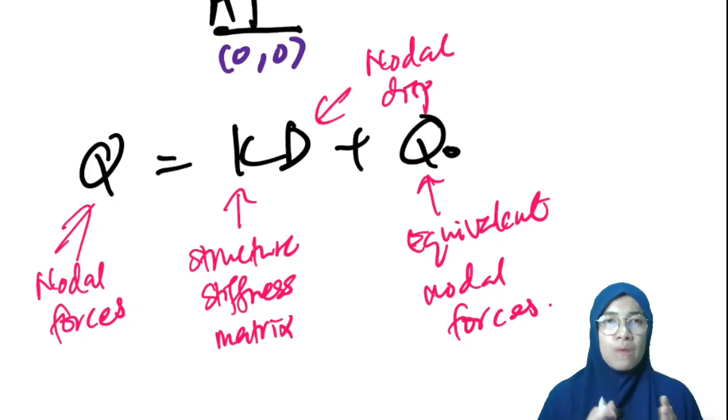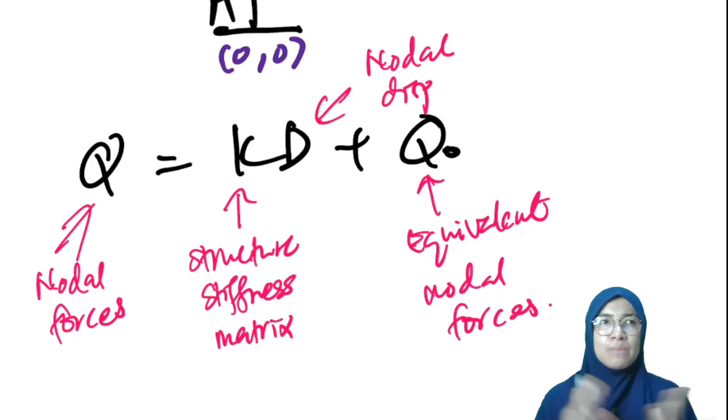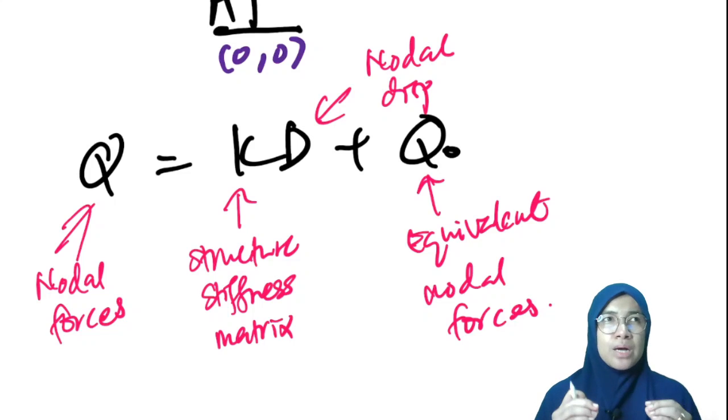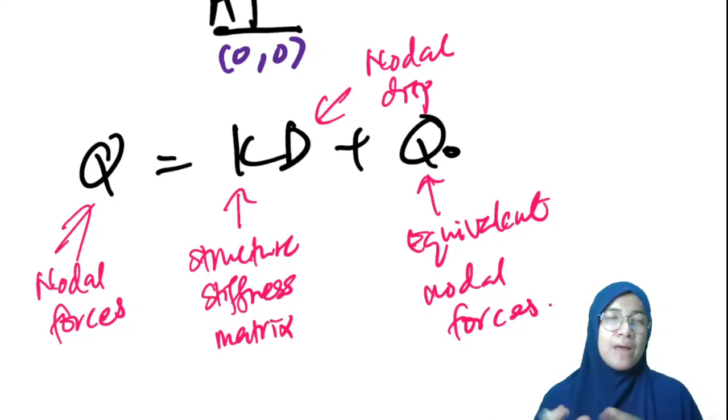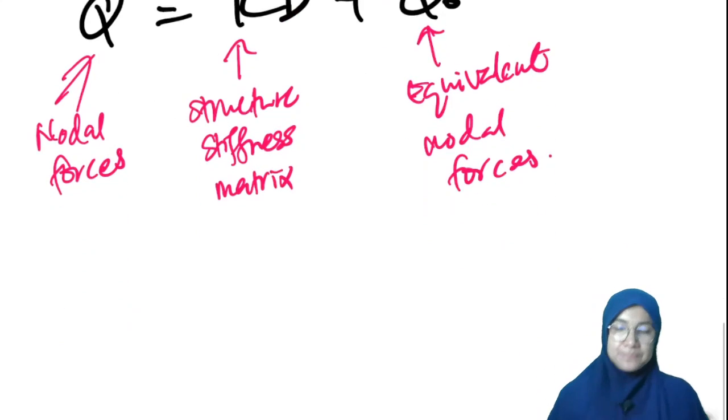Okay, number two. What is objective number two? Objective number two is unknown reaction. And we can only determine unknown reaction after we have determined the unknown displacement. And unknown reaction can be determined by using multiplication. It is matrix multiplication. Okay.